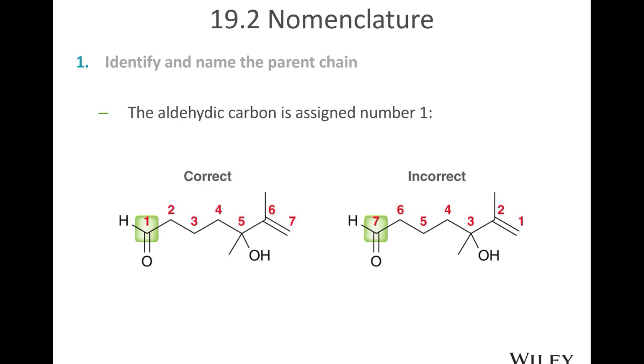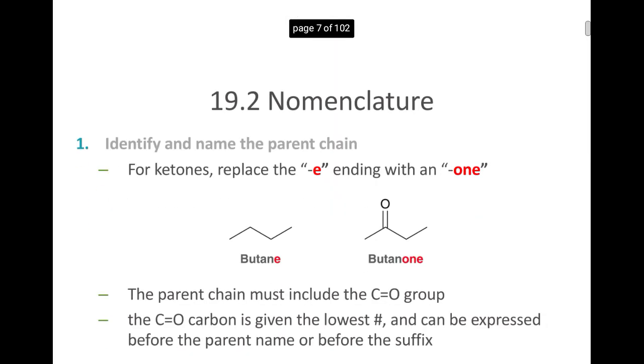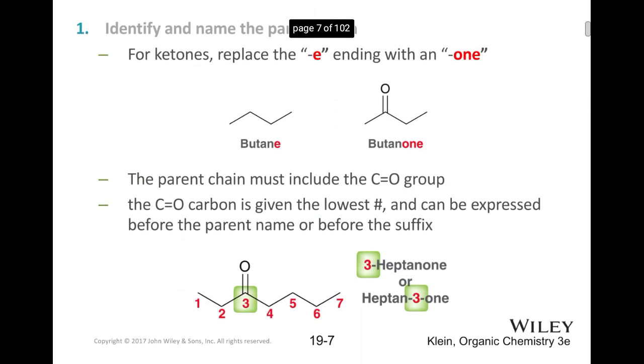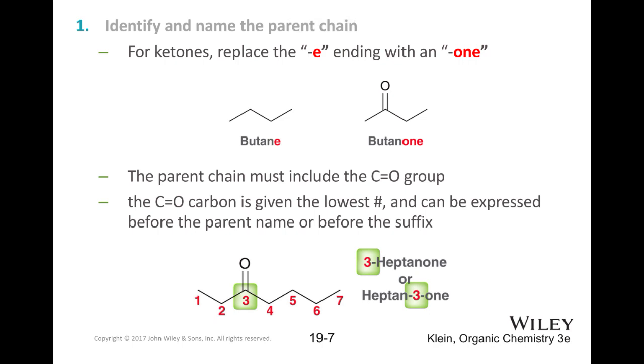If you see a hydroxyl or an alkene in a molecule, those will be lower priority functional groups than an aldehyde. Having said that, I don't think I'll ask nomenclature of a bifunctional compound on a quiz, or I guess this would be a trifunctional compound. Anyhow, for ketones, you replace the E at the end with -one.